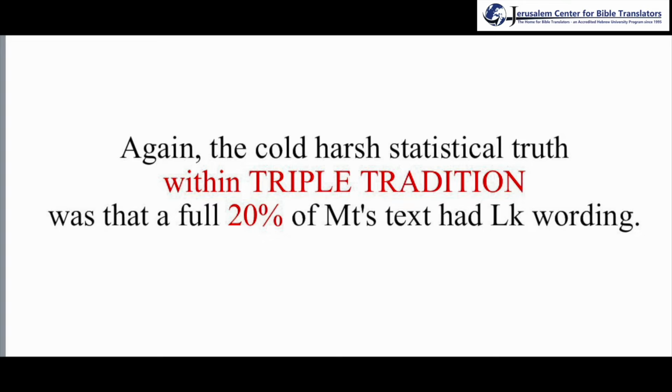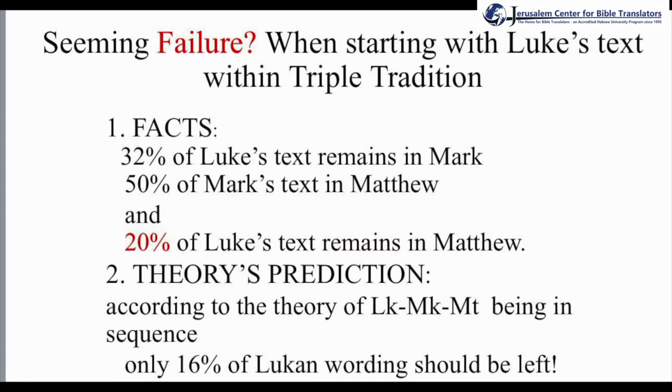Seeming failure. If we start with Luke's text within triple tradition, here are the number 1 facts: that 32% of Luke remains in Mark, and 50% of Mark remains in Matthew. And when we counted, 20% of Luke's text remains in Matthew. But the theory's prediction, according to Luke, Mark, Matthew being in sequence, is that only 16%, because 50% of 32% is 16%, not 20. So if indeed 20% of Lucan wording remains through Mark into Matthew, that would be a failure of the hypothesis.